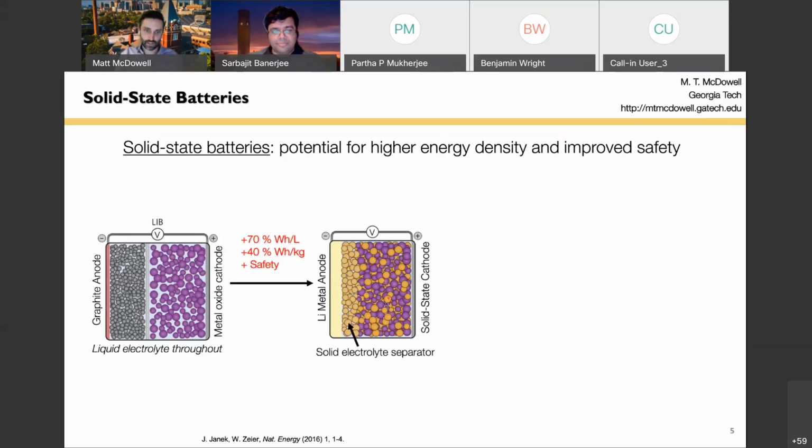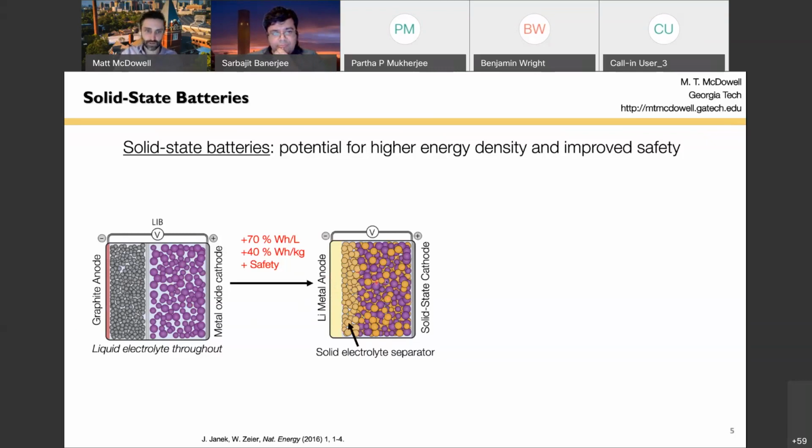And the advantage of this, number one, is that you're removing this liquid, which happens to be flammable. So often when you've seen videos on YouTube or whatever of batteries exploding, the liquid electrolyte that's flammable has a lot to do with that. So by removing this liquid, there's an advantage.